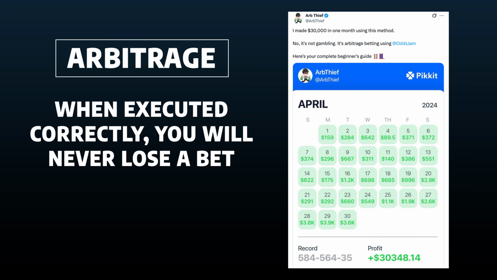Remember, the key with arbitrage is it isn't gambling. It's exploiting pricing inefficiencies in the market. The arbitrage calculator makes profitable betting possible for regular bettors.